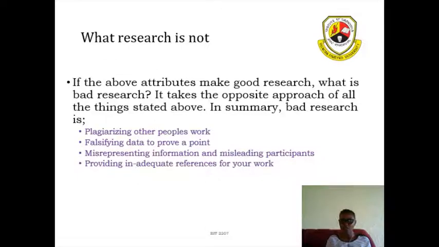So it may be easier for me to look at what somebody else wrote and say, this person phrased it well, let me copy and paste, and not even acknowledge that the other person wrote it. That is plagiarizing other people's work. Falsifying data.